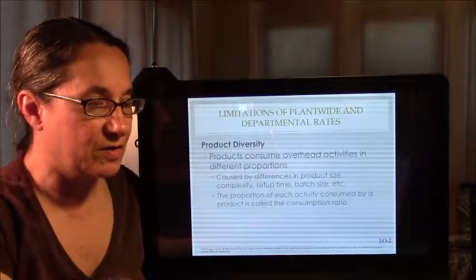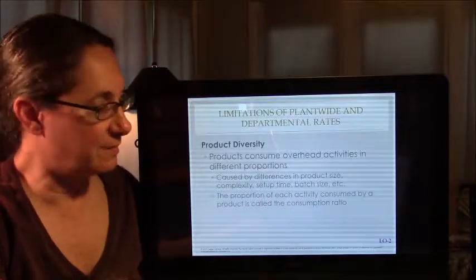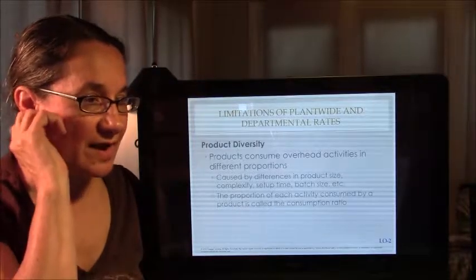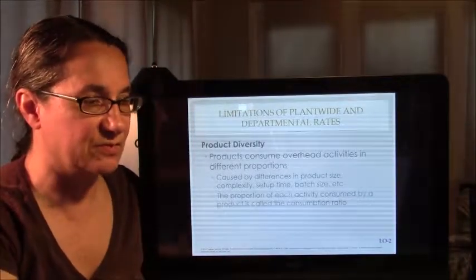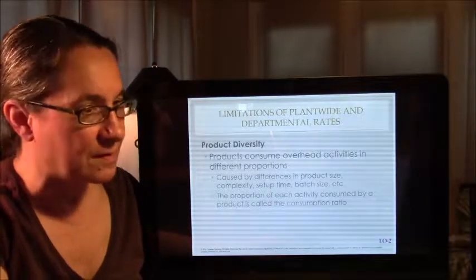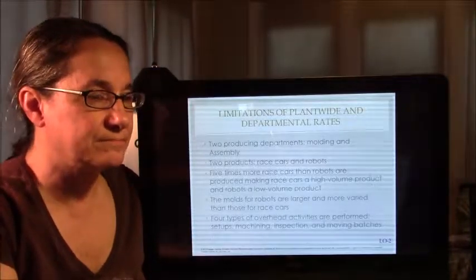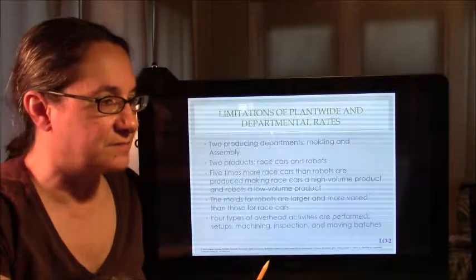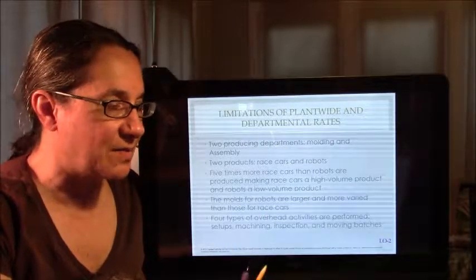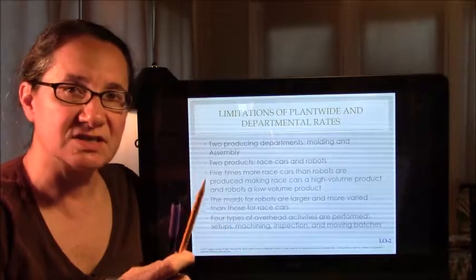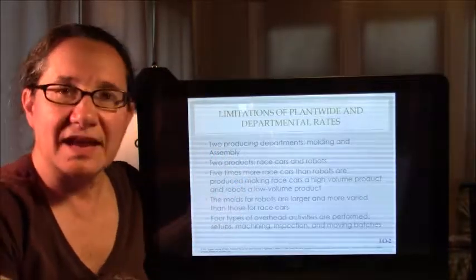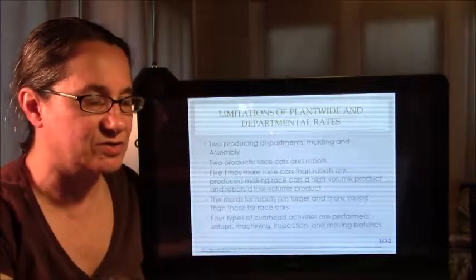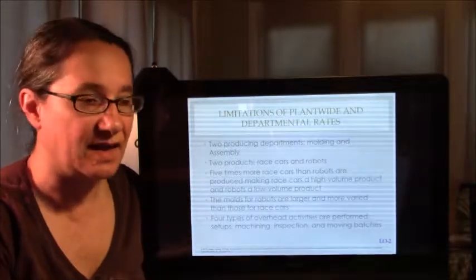And what we do is we come up with some solutions for product diversity. So what happens is they're using different activities in different proportions, right? And we've got these limitations, right? So what I want to do is come back and talk about distinctions and limitations between any kind of products or departments, and we'll talk about what limits them, what our issues are, then we'll get into activity-based costing and how it can solve that.